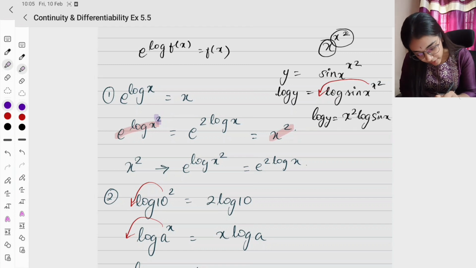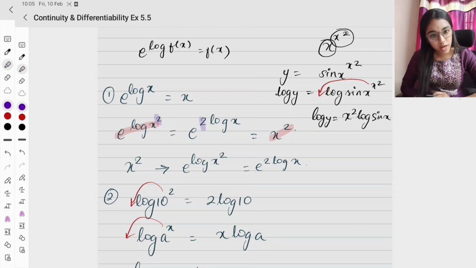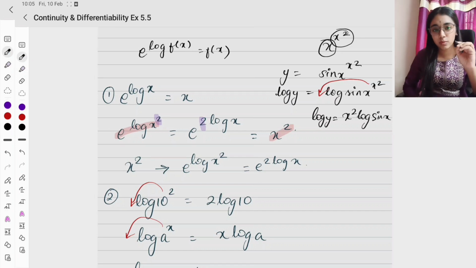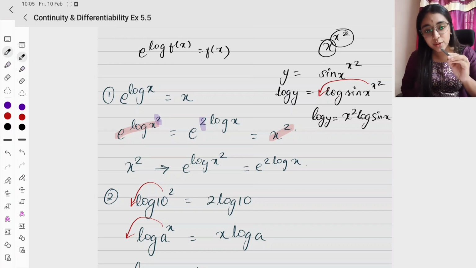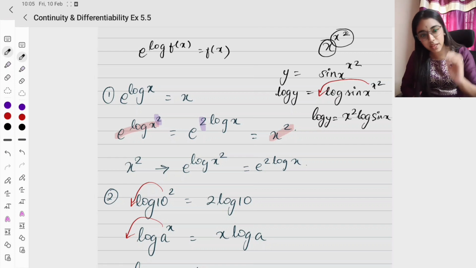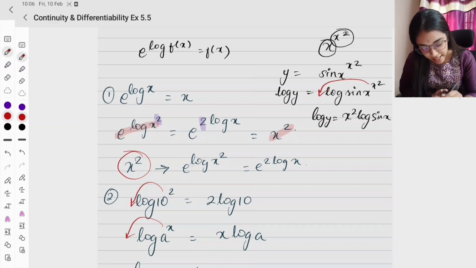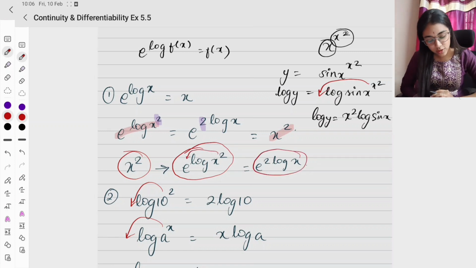If there is a power in the log, the power comes down. So you have two different things in the same equation. You have to understand that when you take log on both sides, the power comes to the front. When you take e to the log of something, it becomes the function itself. So the vice versa is also there. When you have x square, you can rewrite this as, it is equivalent to writing it as e to the log of the same function, which is e to the 2 log x. The 2 comes in front of the log. Okay, so this you have to understand.